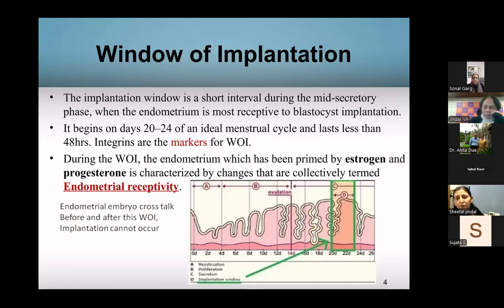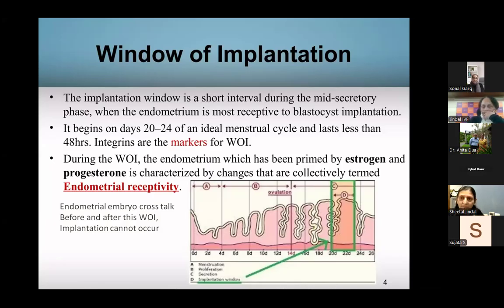And during this window of implantation, the endometrium, which has been primed by estrogen and progesterone, undergoes various changes which are collectively called endometrial receptivity. And it is in this window of implantation that there is an endometrial-embryo crosstalk, which leads to the implantation of the embryo. Before and after this window of implantation, there cannot be any implantation into this uterus.